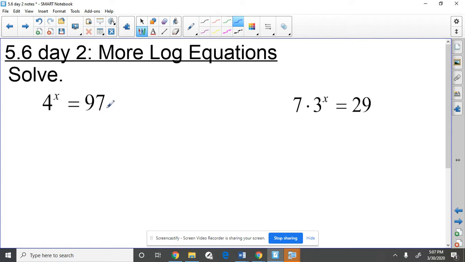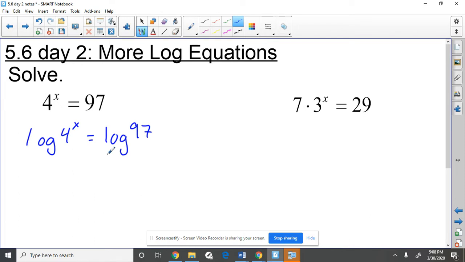There's two methods to use when solving this type of equation. The first is to take the log of both sides. And when you do this, you can use common logs, natural logs, or really you could use any base, but for our purposes, I'm going to use the common log. So log of 4 to the x equals log of 97.